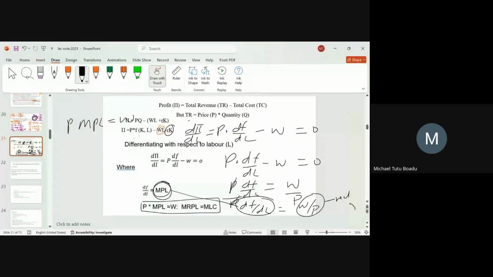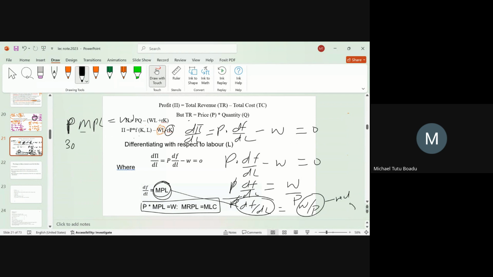This means that at equilibrium, for you to determine the right amount of labor you have to hire so that you maximize your profit, you multiply by the price you are charging for the product you are using labor to produce. Let's say I'm using labor to produce mango juice, and the price of the mango juice is 30 Ghana cedis. So that is the P.